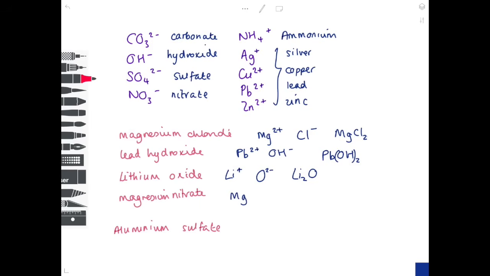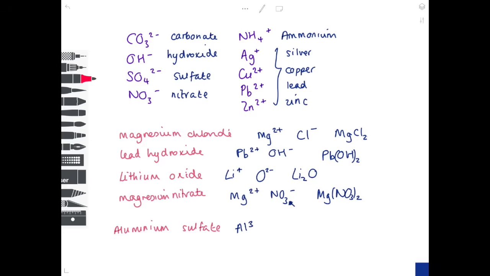Magnesium nitrate. Magnesium is in group 2, so Mg2+. Nitrate you've got to learn from the list above, NO3-. You've got a 1 minus charge with nitrate compared with the 2 plus charge on the magnesium, which explains why you need 2 lots of that nitrate, and you need to insert brackets again. Don't touch this 3 here, that just remains part of the formula. People get confused and start moving it around. No, that is the final answer.